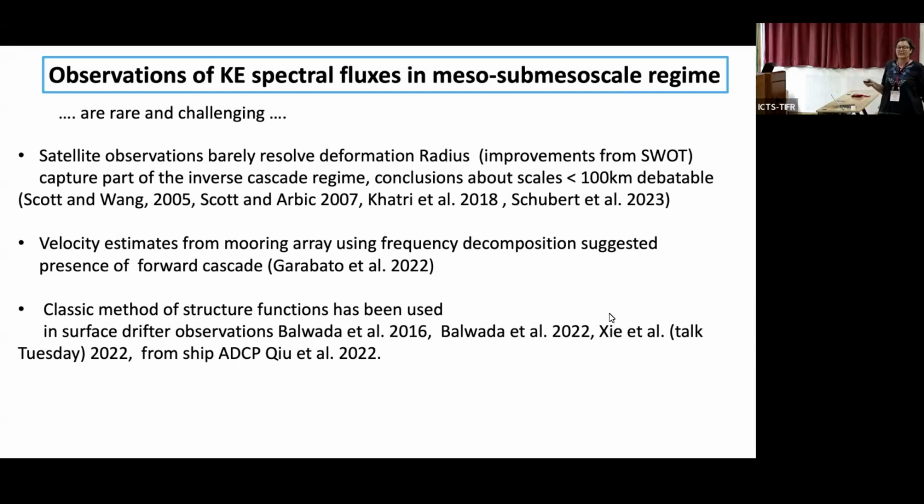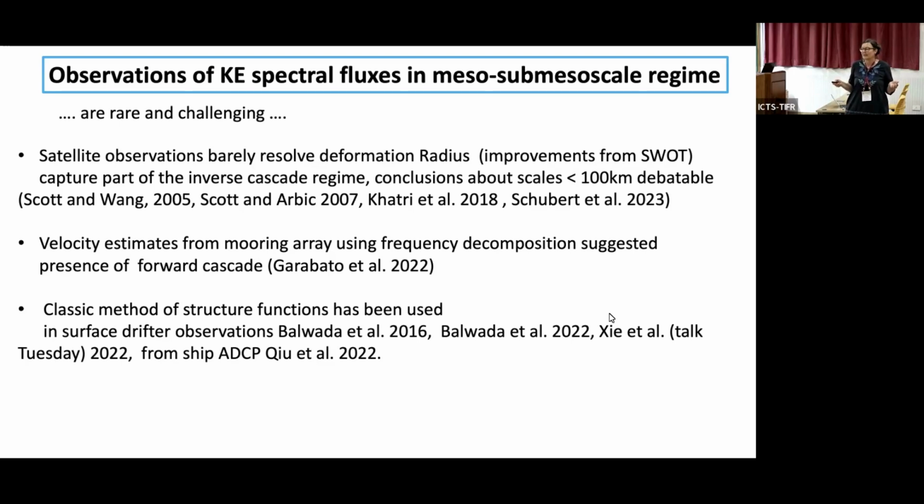So now we move on again to the spectral fluxes. I've already shown the satellite observations, or a plot, in the previous part. It is really challenging to get observations of the spectral fluxes, because you need really good, gridded data. Satellite observations barely resolve the deformation radius, and we are going to rely on improvements from the new satellite SWOT mission. They capture part of the inverse cascade regime, but the conclusions about scales smaller than 100 kilometers are really debatable.